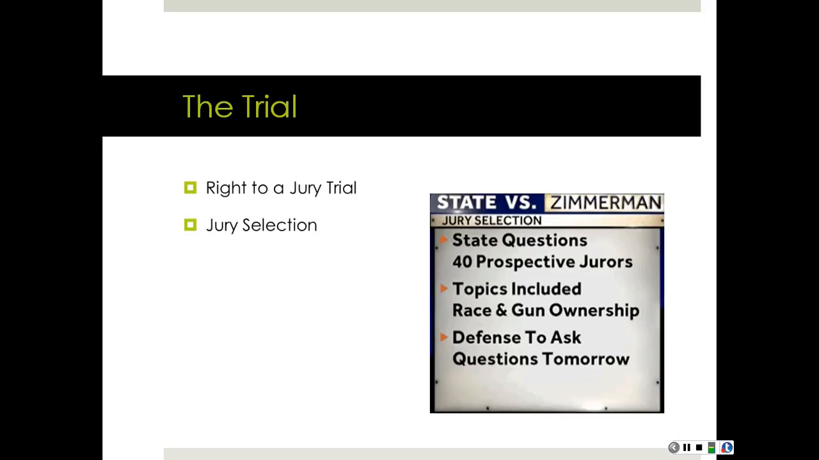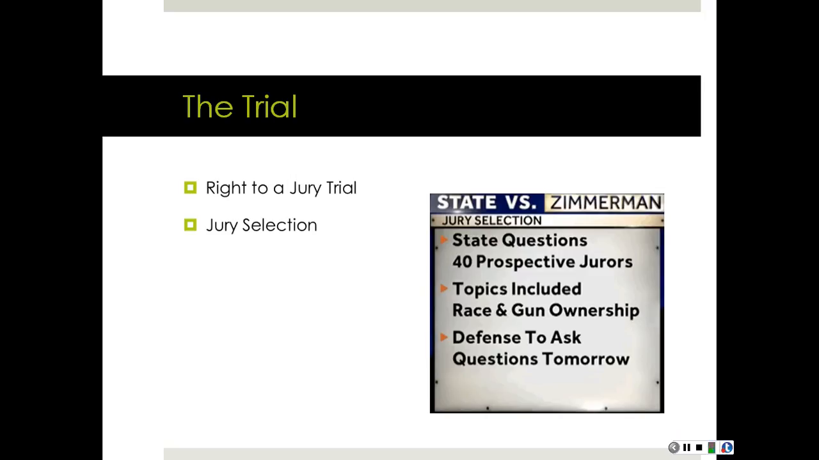The basic function of a jury is to decide the facts in a case. The process of choosing a jury is called voir dire. Each potential juror is asked questions by both attorneys to see if there is any reason they should be disqualified.